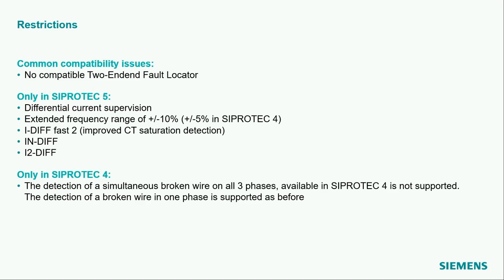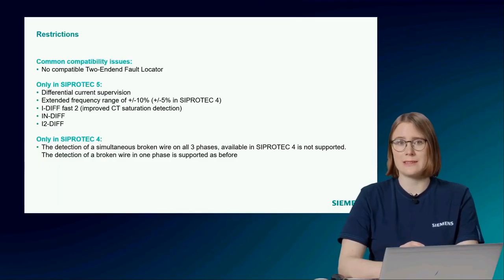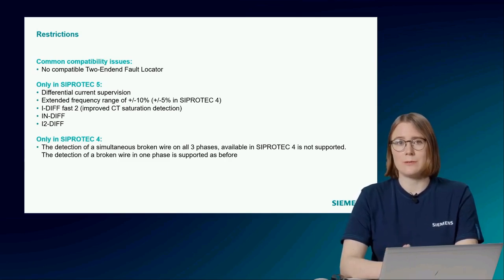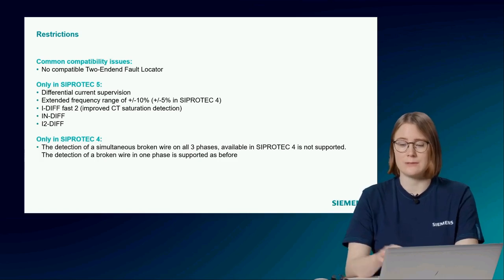Only available in CPROTEC 4 is the detection of a simultaneous wire break on all three phases. In combination with CPROTEC 5, only the detection of a wire break in one phase is supported.